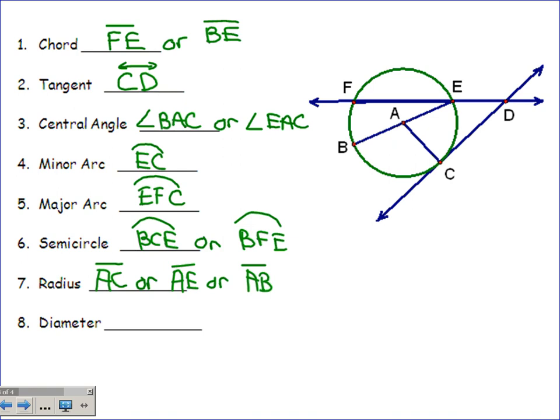Diameter. It's only one diameter. Carrington, what is it? BA. BE, I agree. BE.